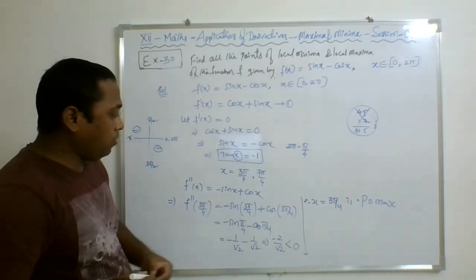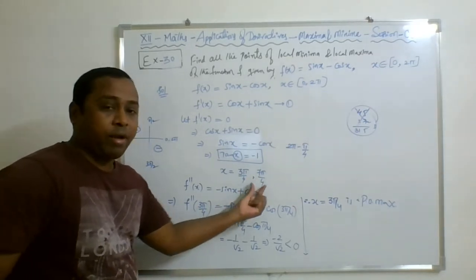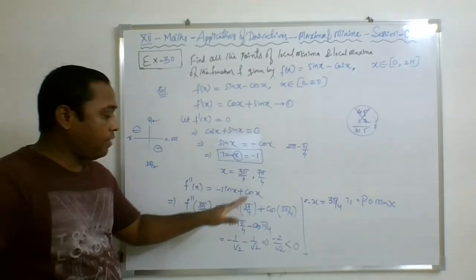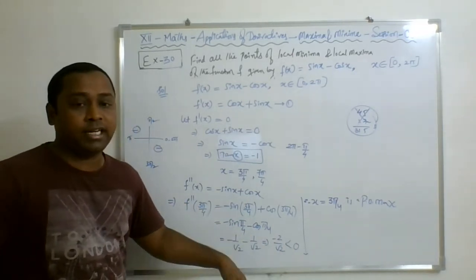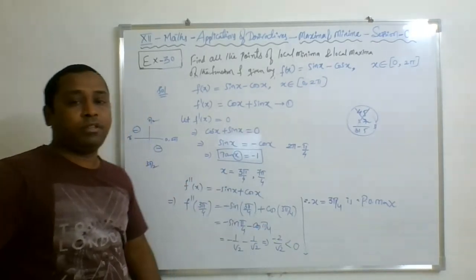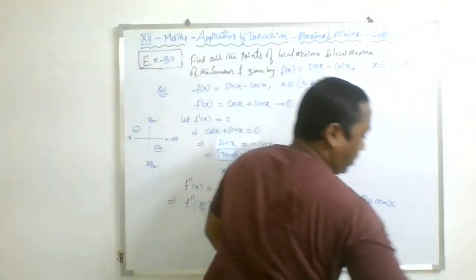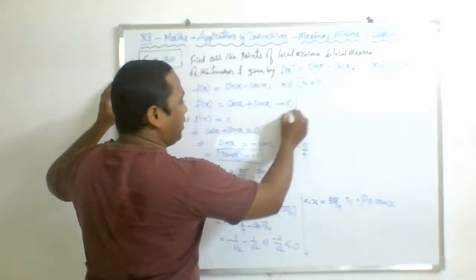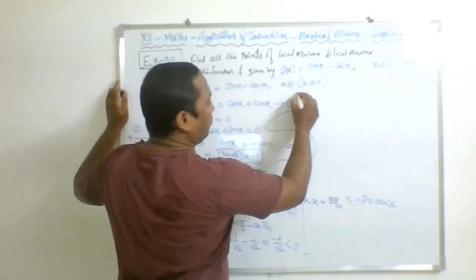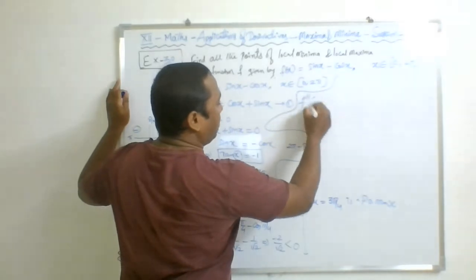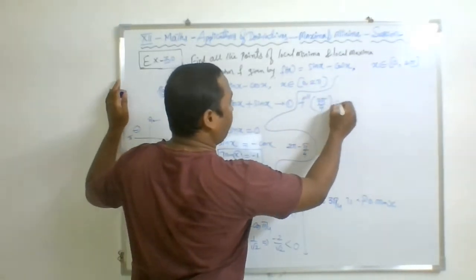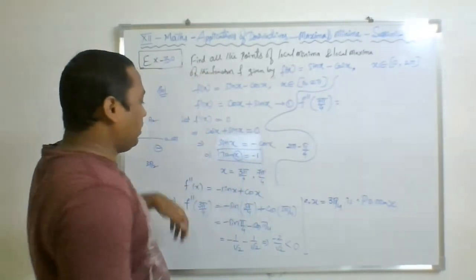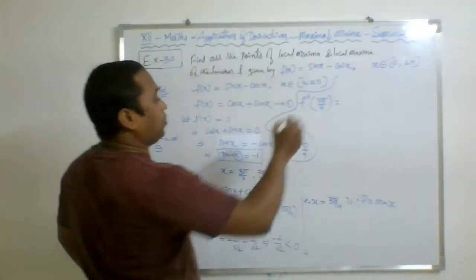Similarly, I would now put 7 pi by 4 in the double derivative. I will calculate its value, then I will decide whether it is positive or negative, then I will go for the final decision. So we will find the double derivative value, F double dash of 7 pi by 4. We'll put it in the double derivative.